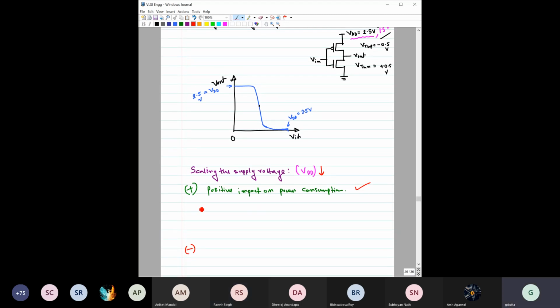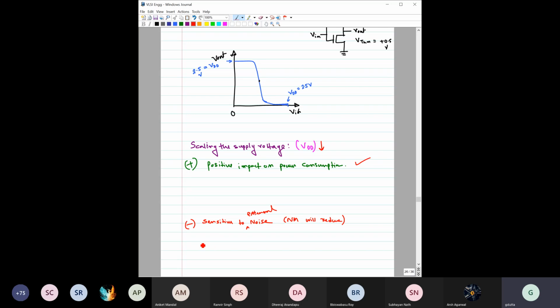So one thing your friend has mentioned is that the system would be quite sensitive to external noise, because obviously the noise margin will reduce, right? Definitely, if you reduce VDD, noise margin is also expected to reduce. Anything else? Can you think of something else?